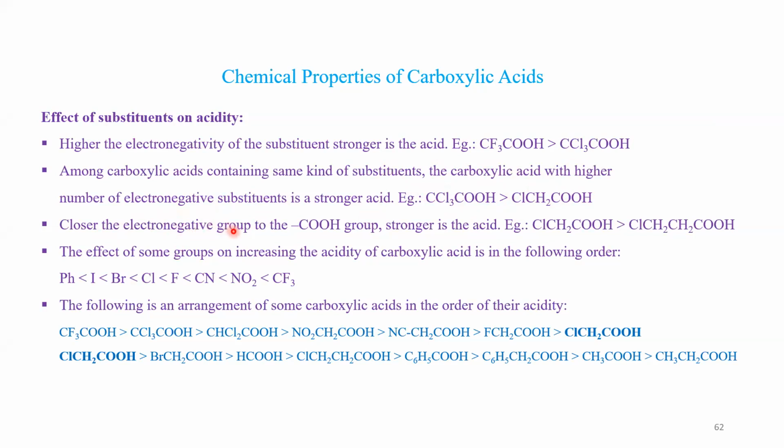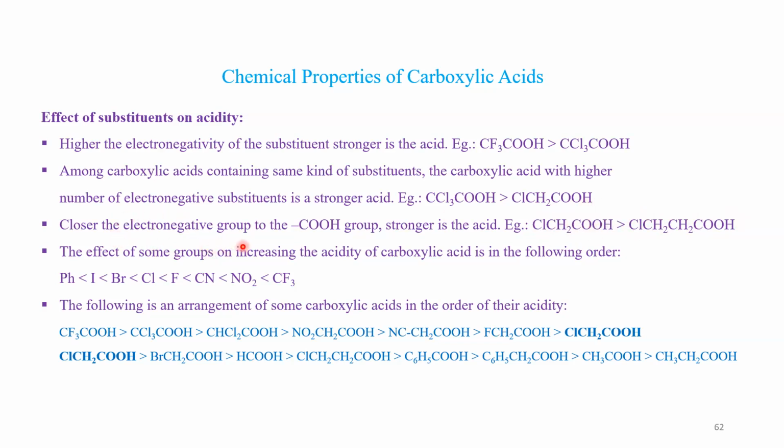Then, the closer the electronegative group to the COOH group, the stronger will be the acid. So ClCH2COOH is a stronger acid than ClCH2CH2COOH. In ClCH2COOH, Cl is present on the second carbon, whereas in ClCH2CH2COOH, Cl is present on the third carbon. So the closer the chlorine or the electronegative group to the COOH, the stronger will be the acid. So ClCH2COOH is the stronger acid.